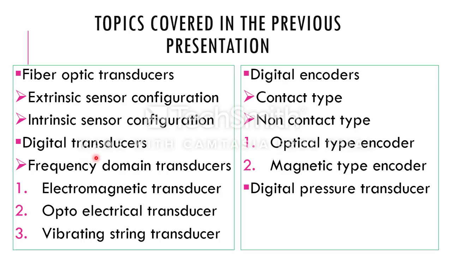Then we had seen digital transducers, in which we have frequency domain transducers, and in frequency domain transducers we have electromagnetic, optoelectrical and vibrating string. Just recall all these terms, see the diagram and understand. Just pause this video and see the diagram, recall all these topics.